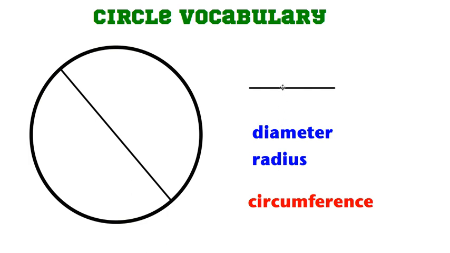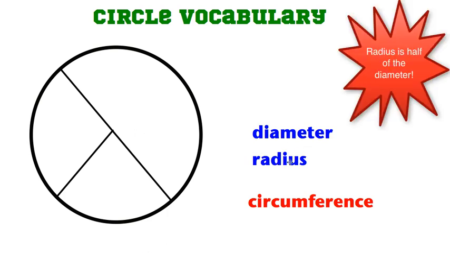Then next we have the radius. The radius is half of the diameter. So if we were to set this up in our circle in exactly the same spot as the diameter, it would only reach to half of that line. What we say for the radius is that it always goes from the center of the circle to any outside edge. It can go to any edge as long as it starts in the very center of the circle. So that is called our radius.